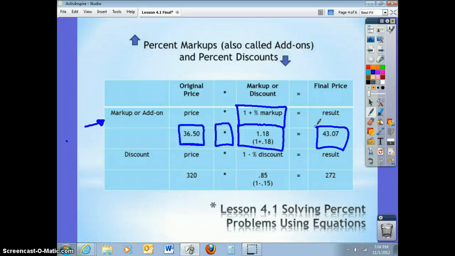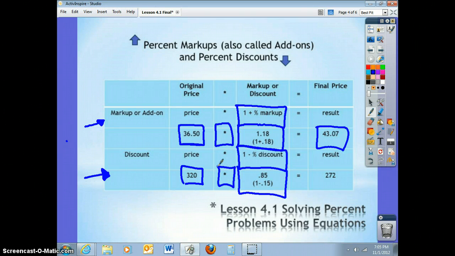So if we wanted to leave an 18% tip, we would leave $43.07 for that particular bill. Okay, now let's look at, instead of a markup, a discount. And obviously an obvious way this would be applied is if something was on sale. So if we had something that was $320 as its original price, and it was discounted by 15%, well, we take 1 and we subtract 0.15, and that gives us 0.85. So the original price times 0.85 gives us a discounted price of $272. Okay, so that one's a discount.